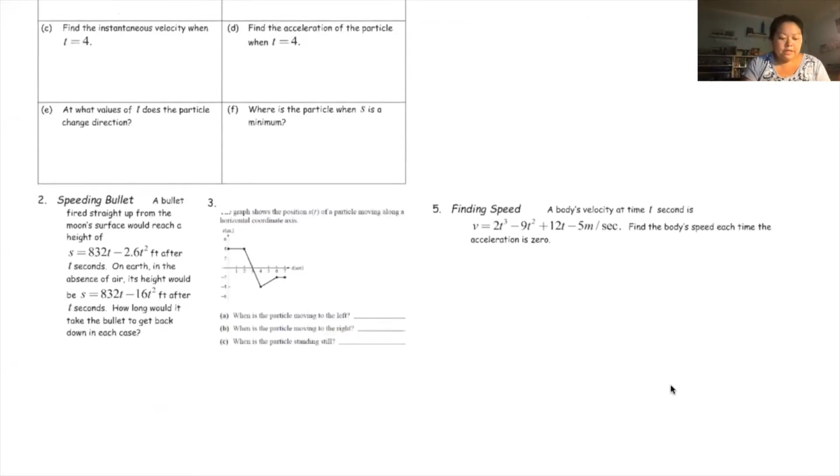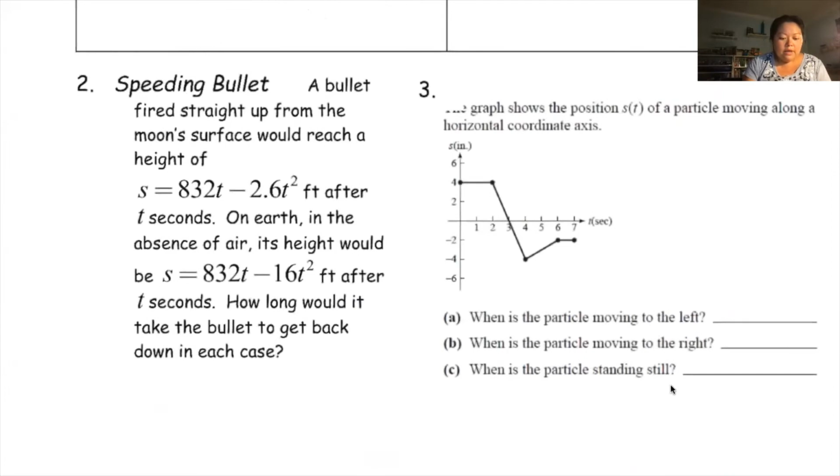Okay, we're going to pick up where we left off from the notes in class, right? So we're going on to number 2 here, a speeding bullet. A bullet fired straight up from the moon's surface would reach a height of s equals 832t minus 2.6t squared feet after t seconds.